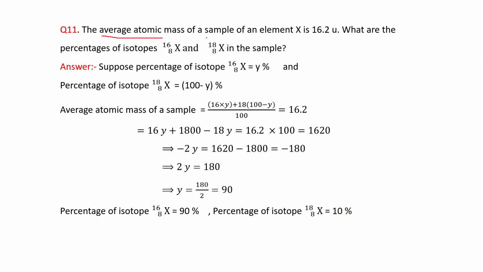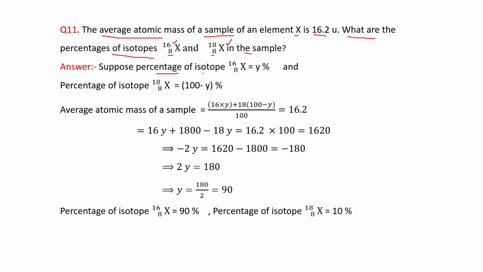The average atomic mass of a sample of an element X is 16.2 u. Average atomic mass is given. What are the percentages of isotopes X16 and X18 in the sample, if the atomic number is 8? Now, how can we solve it?